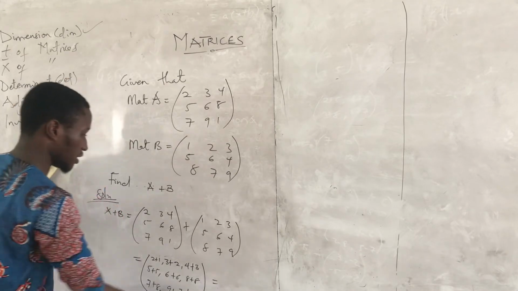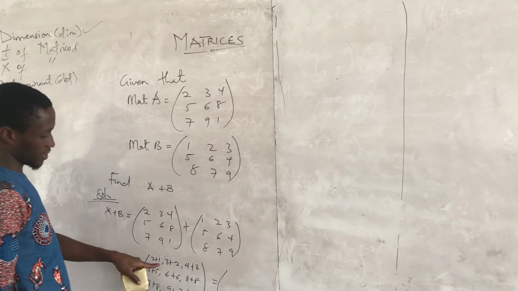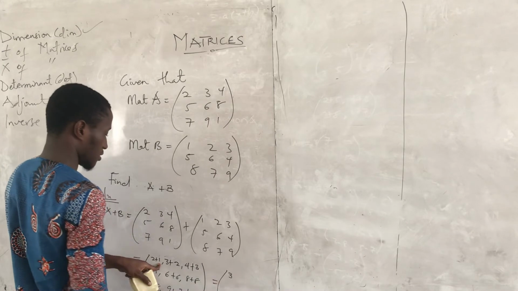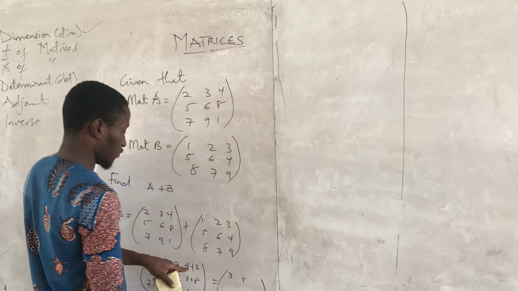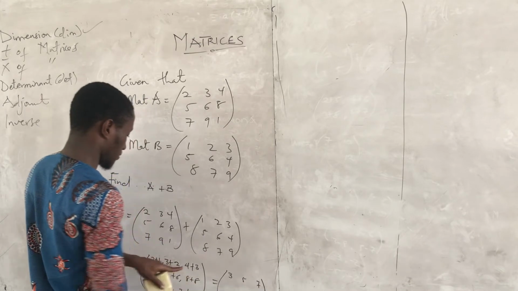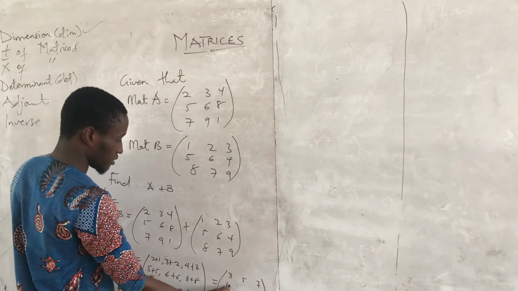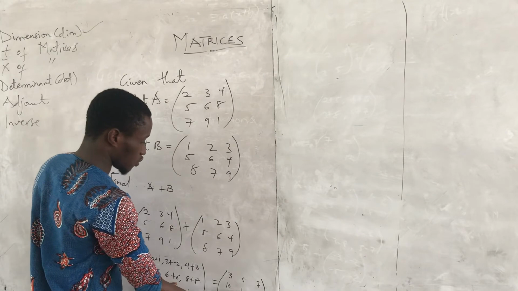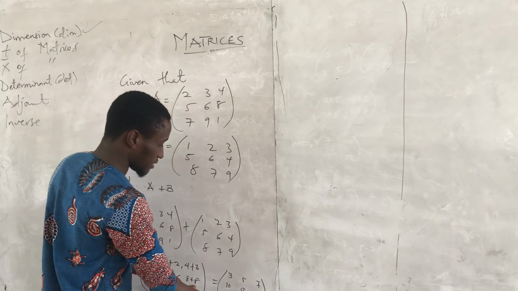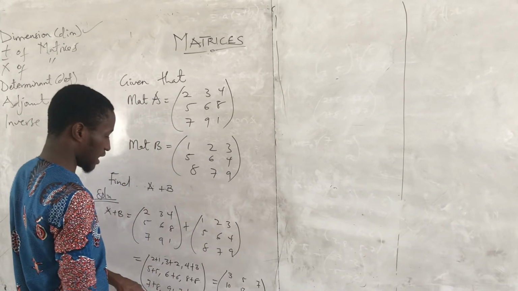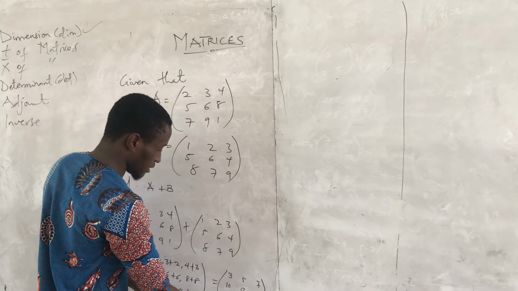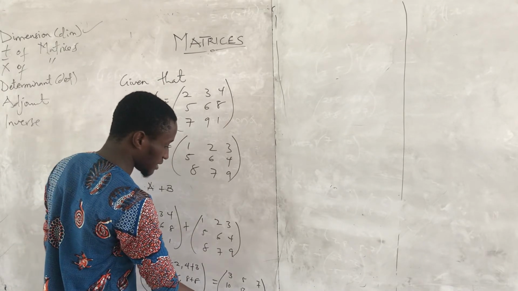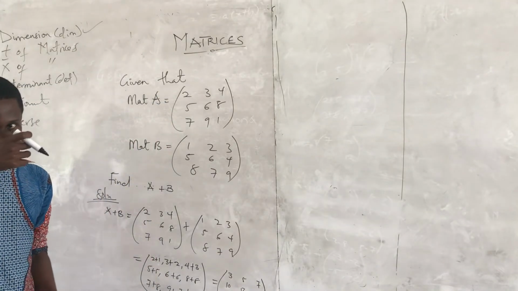This results in 2 plus 1 gives me 3, 3 plus 2 gives me 5, 4 plus 3 gives me 7, 5 plus 5 is 10, 6 plus 6 is 12, 8 plus 4 is 12, 7 plus 8 is 15, 9 plus 7 is 16, and 1 plus 9 is 10.